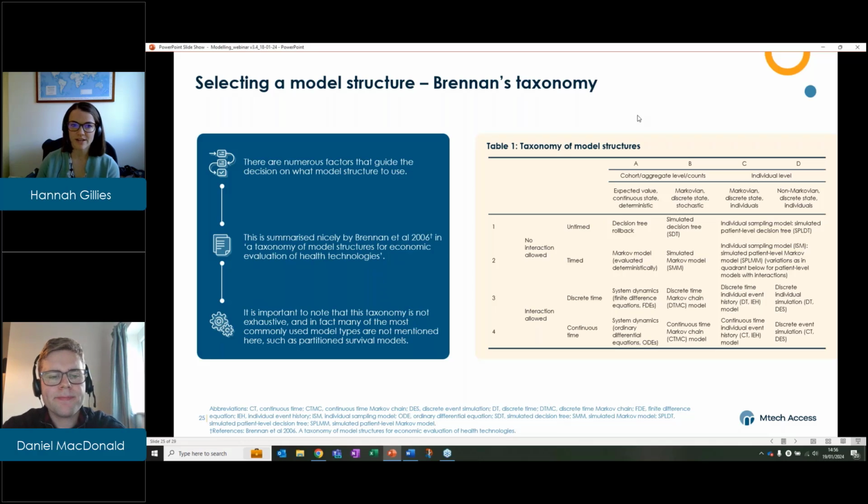And there will be numerous factors that guide the decision on which structure to use. One example of a reference here by Brennan et al. 2006 is the taxonomy of model structures for economic evaluation of health technologies that you can see here on the right. And there's some useful considerations in this reference if you do want to go away and have a look at that separately. However, it's important to note that it's not exhaustive, and there are some commonly used model approaches that aren't mentioned here, for example, partitioned survival modelling.